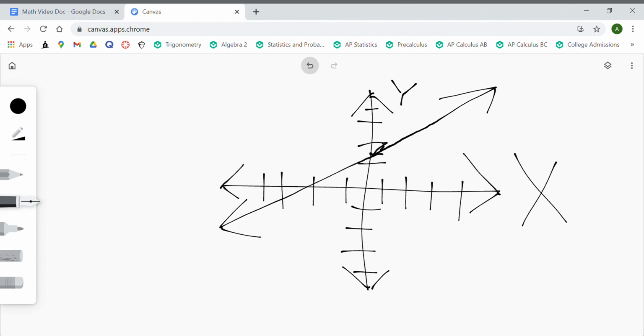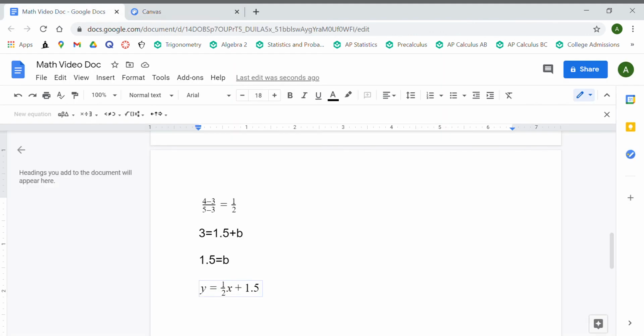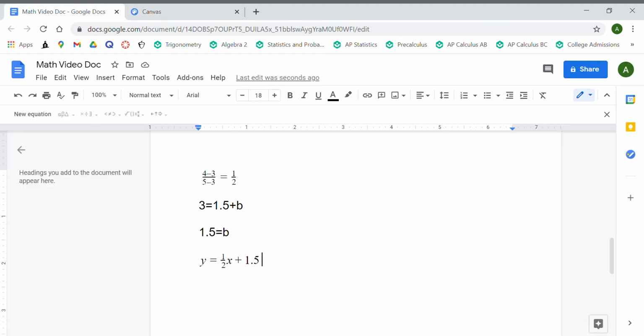Ta-da! Cooked to perfection. Not. Always gonna want a straight edge ruler when you have one. Okay? Alright. So there's one more I want to talk to you about.